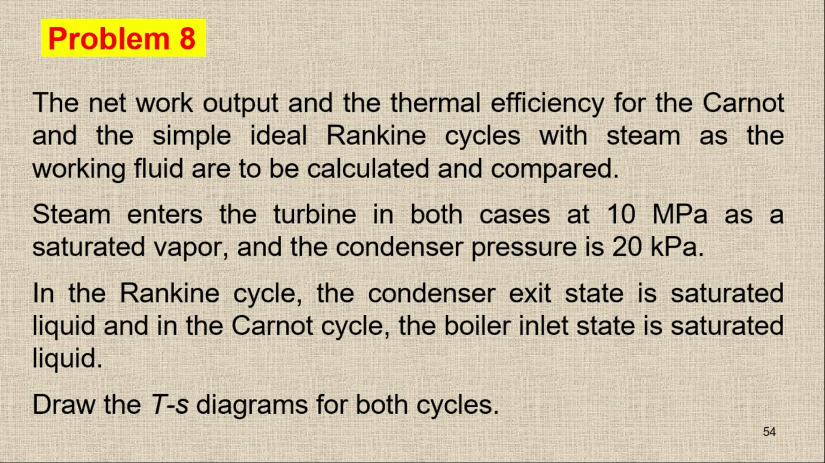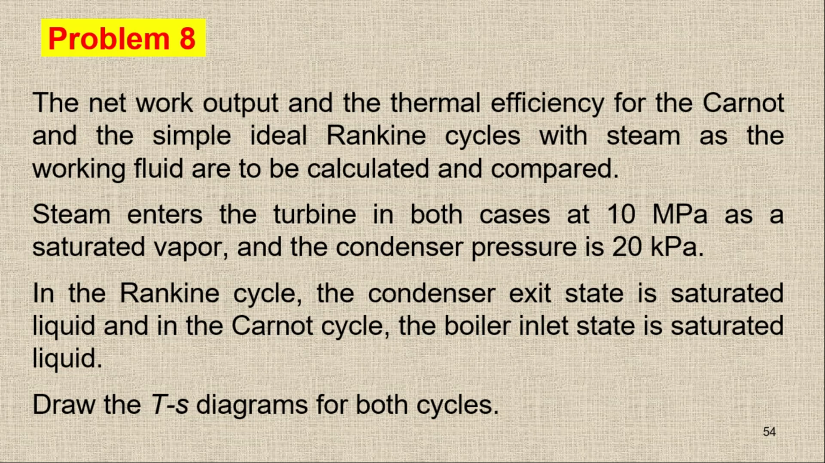First of all, the steam enters the turbine in both cases at 10 megapascal as saturated vapor. So steam is basically entering at 10 megapascal, and the phase description is saturated vapor. So we have the x value equal to 1 at the turbine inlet for both cases, and we have the condenser pressure of 20 kilopascal for both cases.